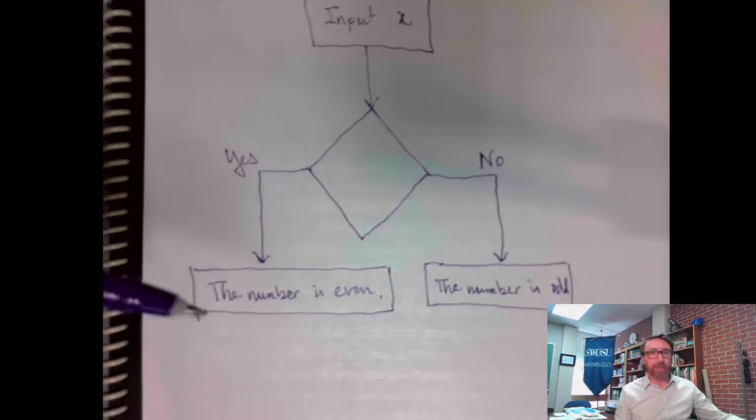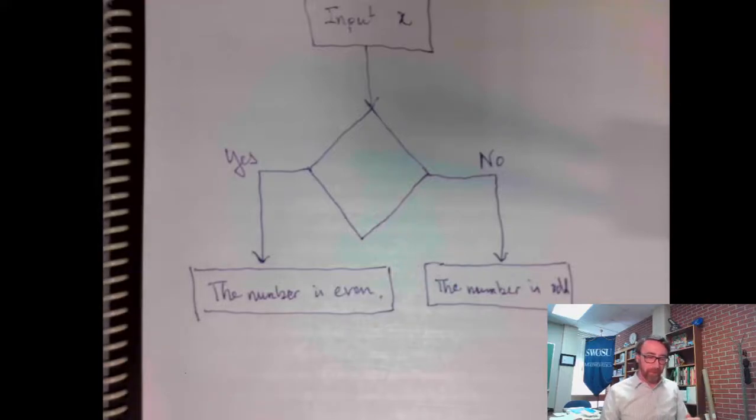Okay, now how do we get the computer to do that, right? If we were trying to do this task, well, all you do is look at the last digit. If the last digit is even, then the number is even. Okay, but the computer can't do that. You can't just say, hey, look at that last digit.